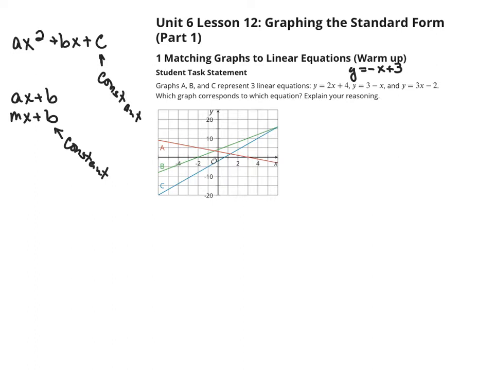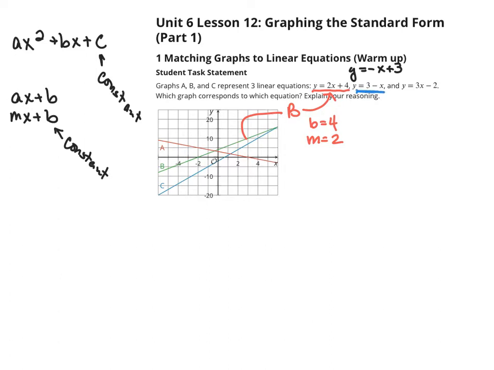Well, let's actually look at this equation. It has a y-intercept of 4 and a positive slope. So I'm thinking that is graph B, because it's a y-intercept of 4 and a slope of 2, which is positive.